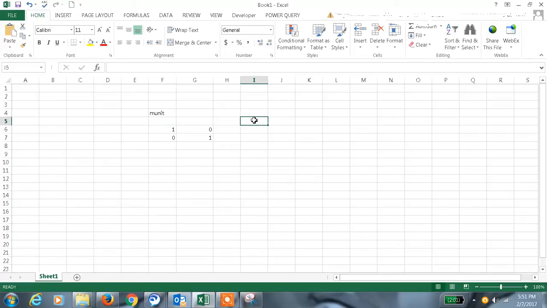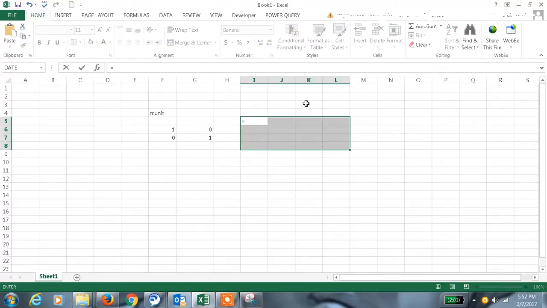The syntax of the unit matrix is MUNIT and the dimension. In the sense, if we need 2 cross 2 we need to enter 2, 4 cross 4 means we need to enter 4, like that. So now I'll select a 4 cross 4. This is my selection, and then enter MUNIT and the dimension is 4. Since I selected the cells, it should be an array formula. So Control Shift Enter. I got the unit matrix or identity matrix, which looks like this.